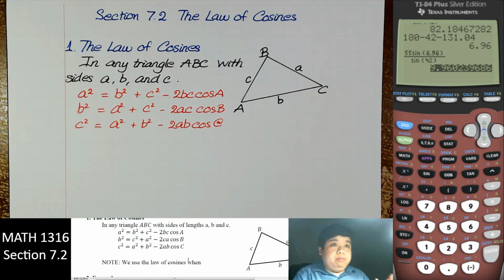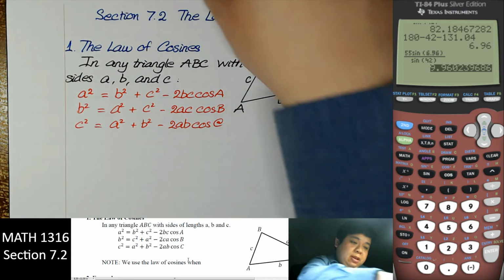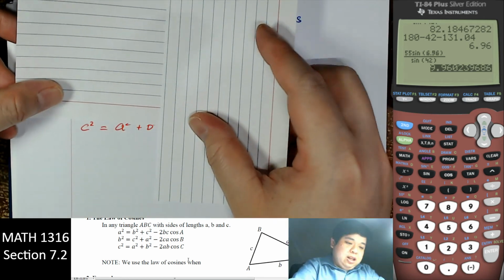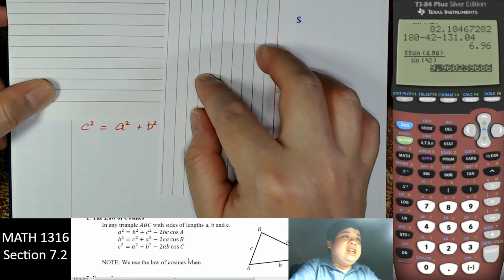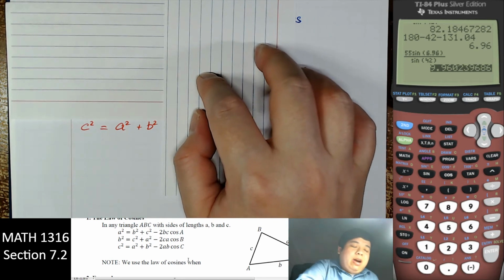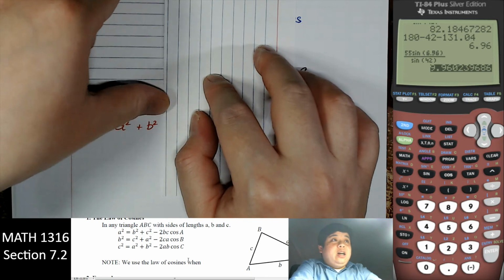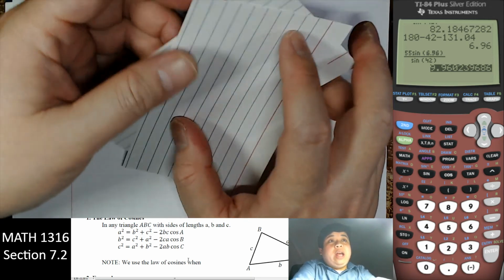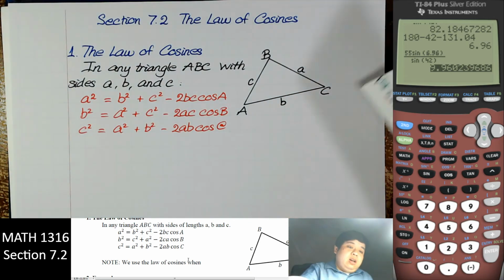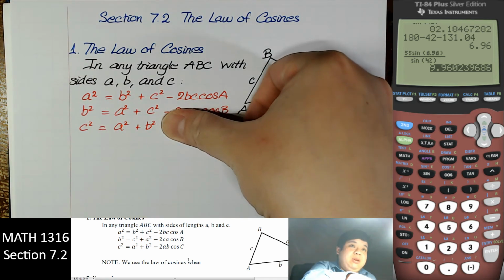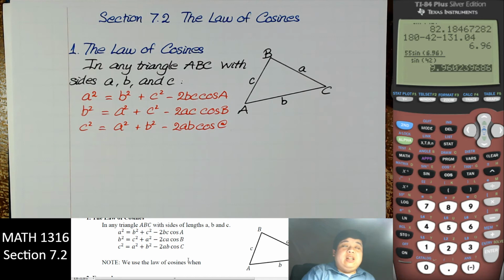Right, so there are three of them. Now, by the way, did you see this one before? That is the Pythagorean theorem, right? So we could say that the Pythagorean theorem is the special case of the law of cosine, because cosine of 90 degrees is equal to 0. So we have the Pythagorean theorem if an angle is a 90-degree angle.